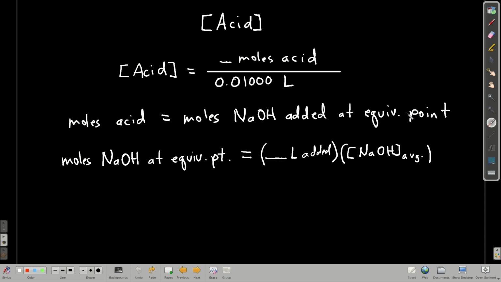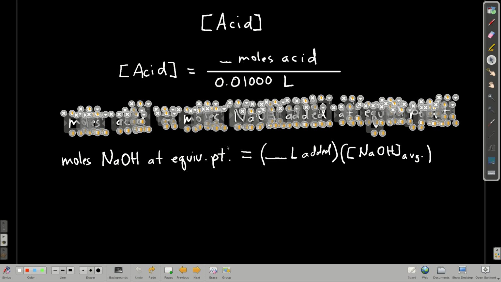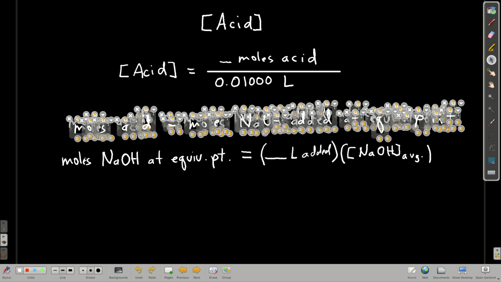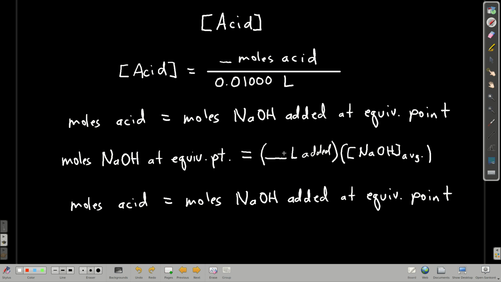The only difference there is that for the weak diprotic acid, you will have not a 1-to-1 mole ratio, but a 1-to-2 mole ratio. This is only for the diprotic acid at the second equivalence point. And you don't really have to do that. It's a good check to see. You should get pretty close to the same thing you got from the first equivalence point. All right, so those are the concentrations or the molarities of the acids.